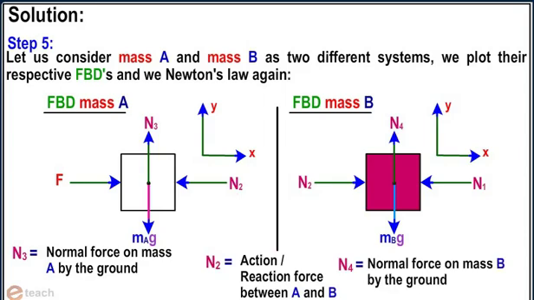FBD of mass B. N2, that is action reaction force between A and B in forward direction, N1, that is normal force by the wall in backward direction, N4, that is normal force on mass B by the ground in upward direction, and MBG, that is gravitational force in the downward direction.